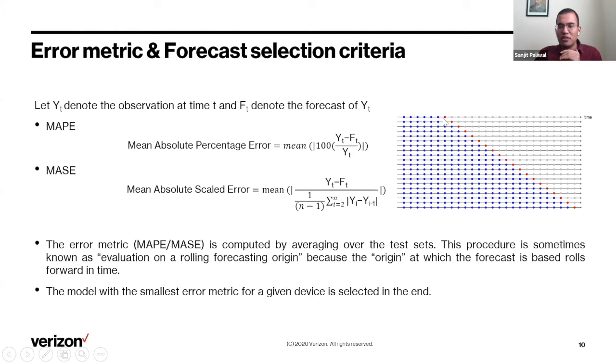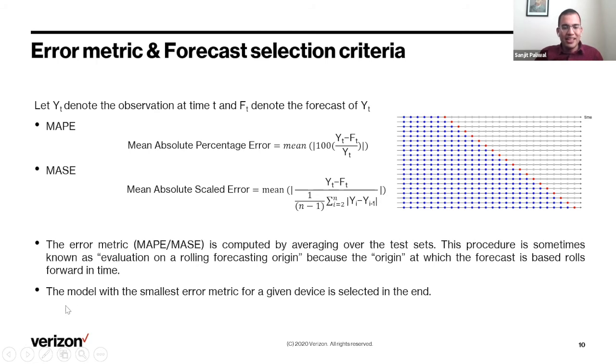If I take my cursor over here on the image, the red dot shows the test set, and the blue dot shows the training set. As the red dot moves forward in time, the training set increases. We are calculating the error metric for every red dot, for every row, and then averaging over all the different rows. So we are expanding the training set and then calculating the error metric. This is equivalent to the cross-validation that we do in the normal machine learning space.